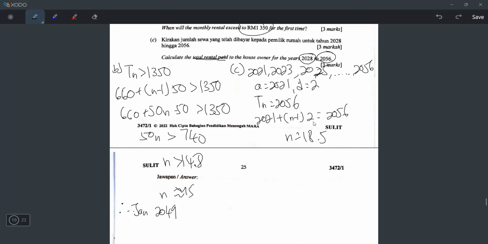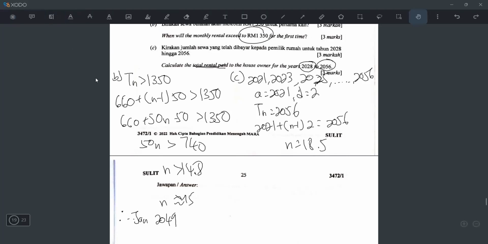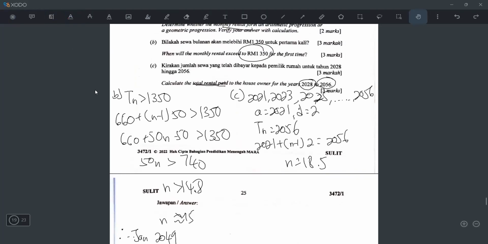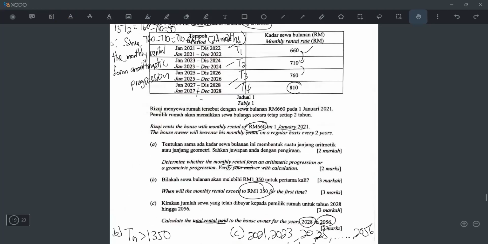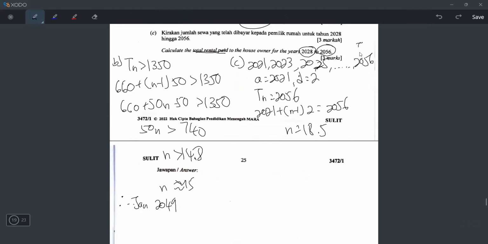It means what? Wait, it doesn't make sense. Oh, I think I know already. Do you remember that 2028 is half of this, right? It means I can actually assume that this is the T18. Right? Because this is T1, so T2, T3, T4. So 2056 is the 18th year. Right? 1, 3, 5.